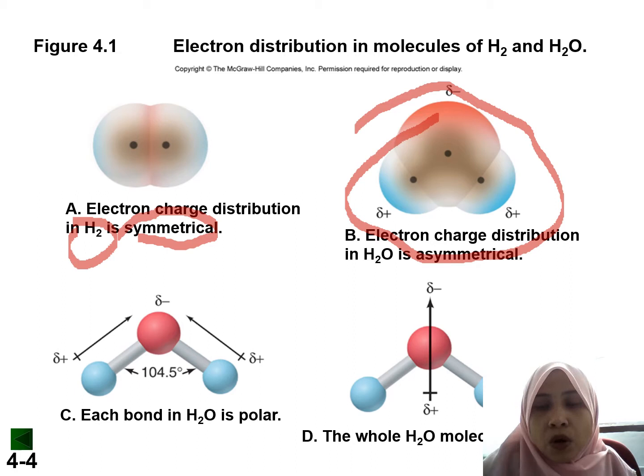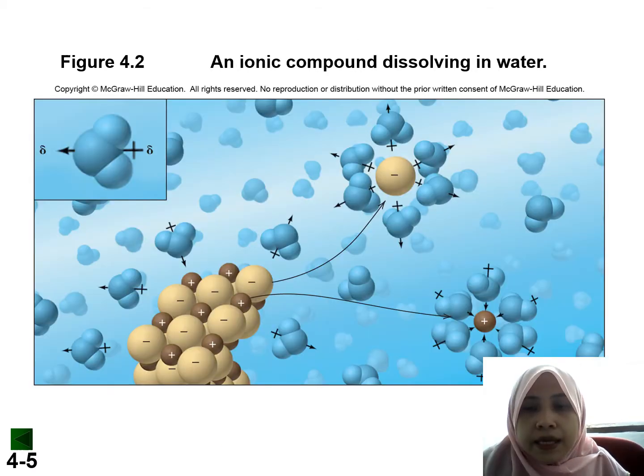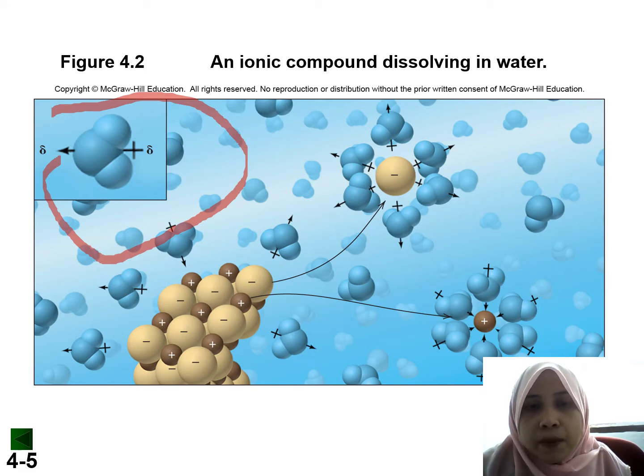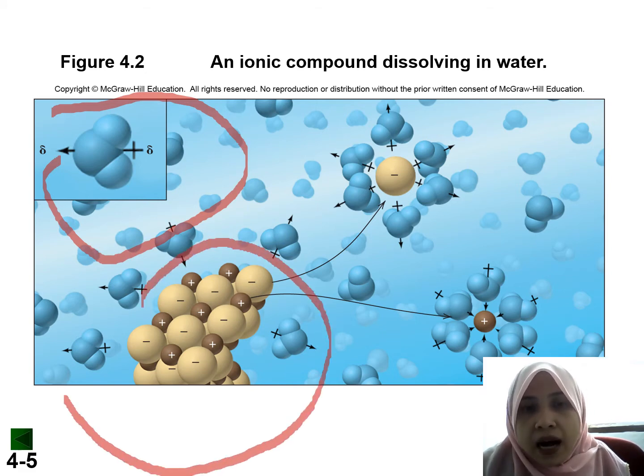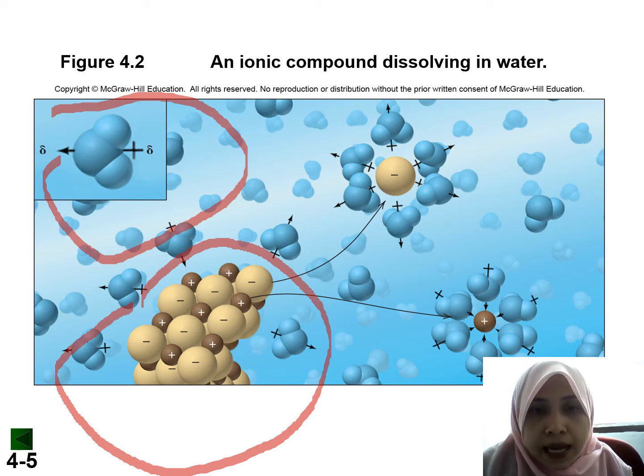Each bond in water is polar, and the whole molecule is also polar. This figure shows you how an ionic compound dissolves in water. As we can see from this figure, the blue one represents the water while the brown one represents the ionic compound. The ionic compound consists of positive and negative charges. As we know, water also consists of positive and negative charges.